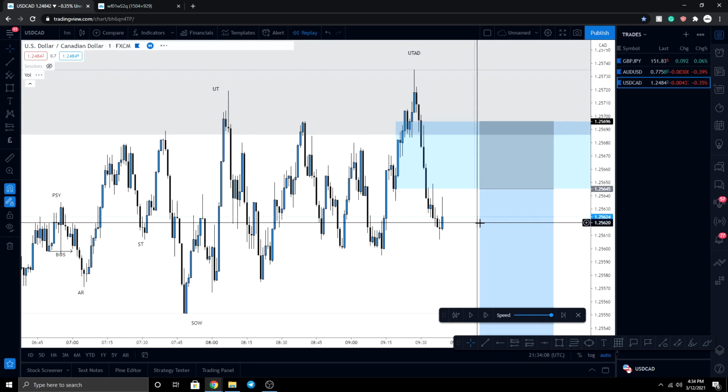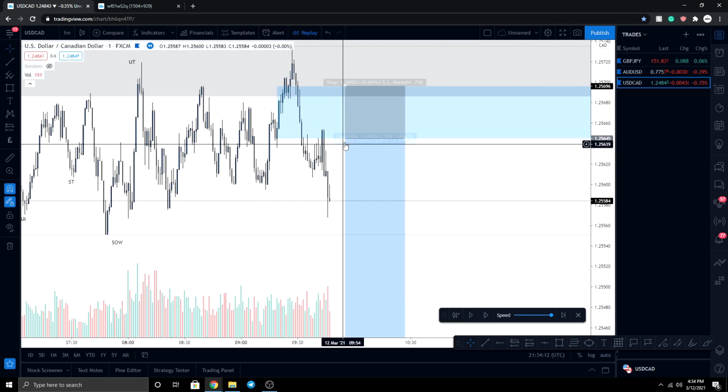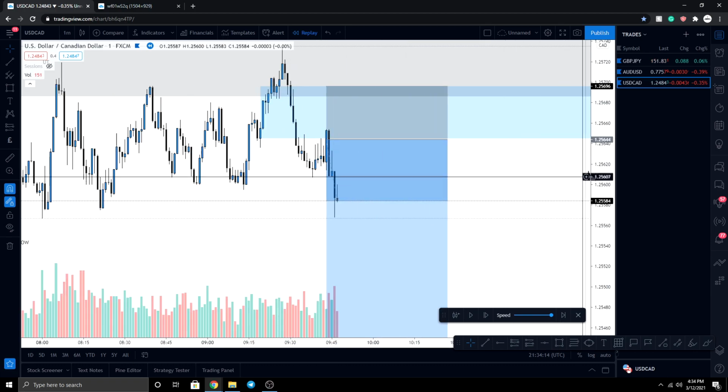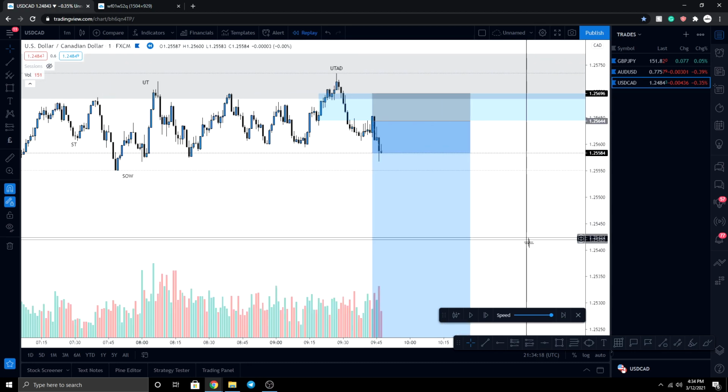I'll go back to the 1-minute time frame and let's see what ends up happening. So the market taps us in automatically, puts us in the trade, moves a little bit in the loss, but overall goes down.